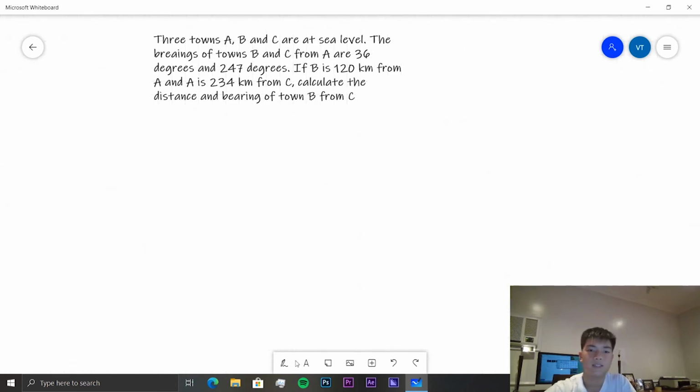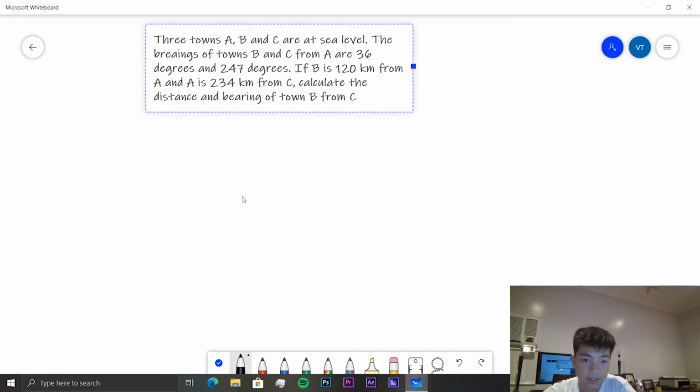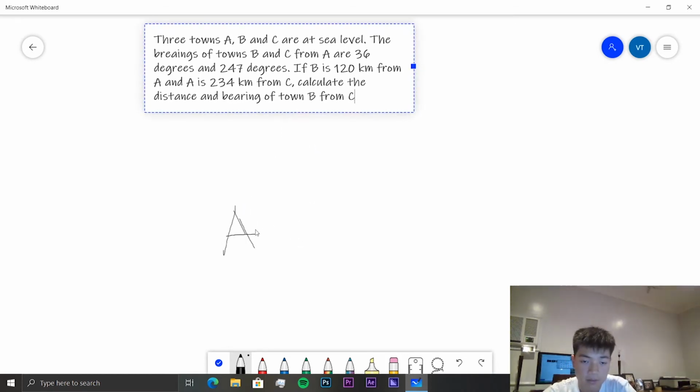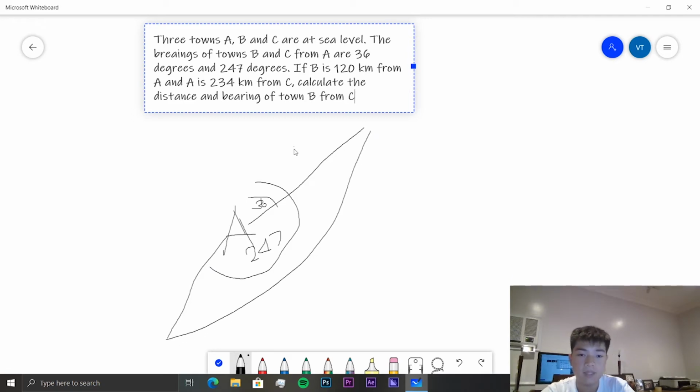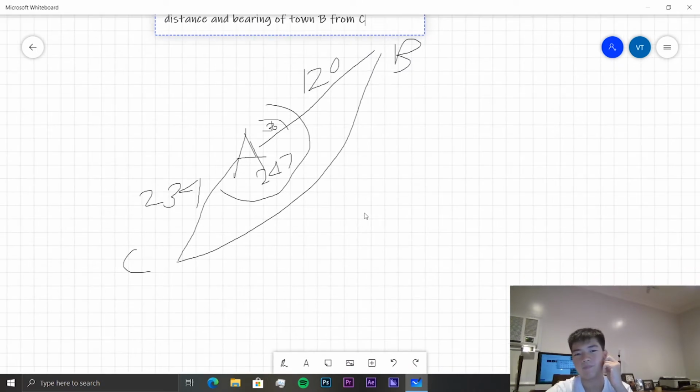Okay, so A is probably at the top. Actually, no, it's not. A is on the left, right? Because we have a bearing of 36 to B. And then we have a bearing of 247 to C. And B is 120 kilometers from A, and C is 234 kilometers. Not to scale, of course. Calculate distance and bearing of town B from C.